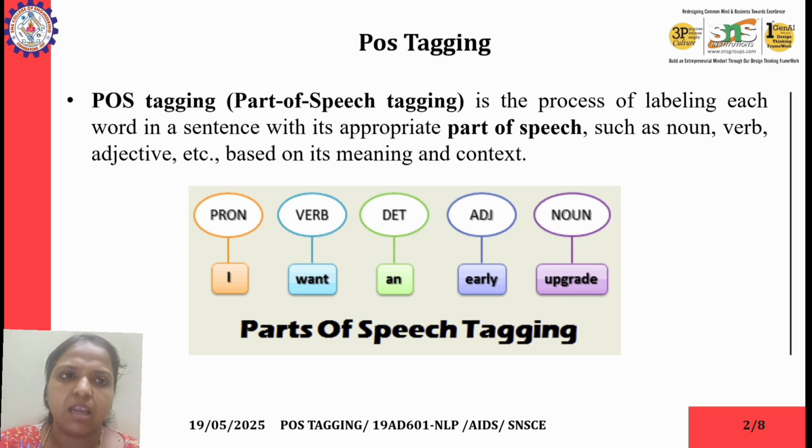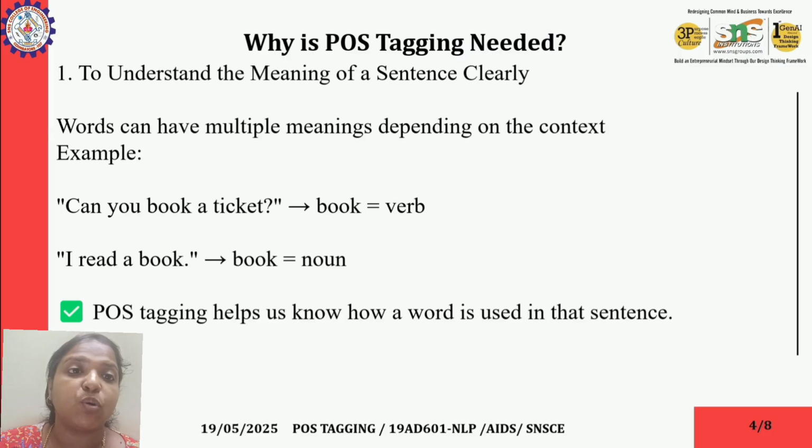Let us see one by one why POS tagging is very important for NLP. The first important thing is that we have to understand the sentence very clearly. What makes understanding a sentence complex? Very simple: the same word can have two meanings. As we discussed earlier, the word bat can have two meanings. One is a cricket or baseball bat, and the second is the animal bat.